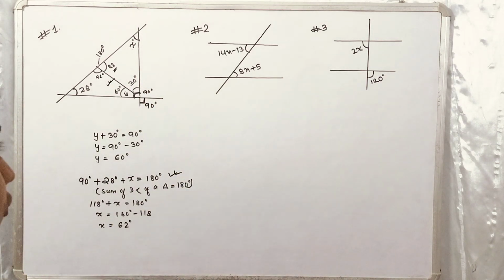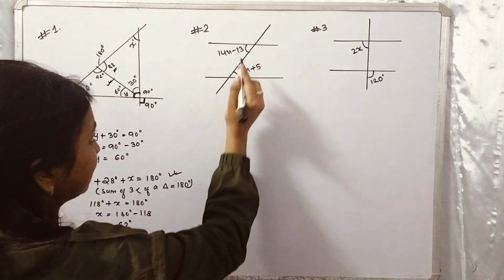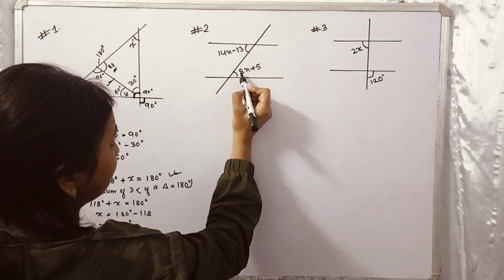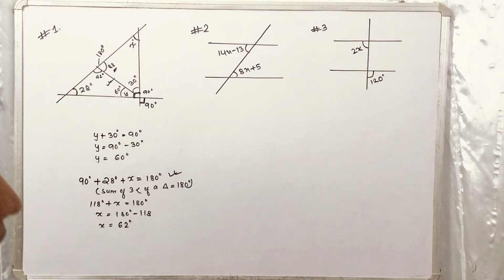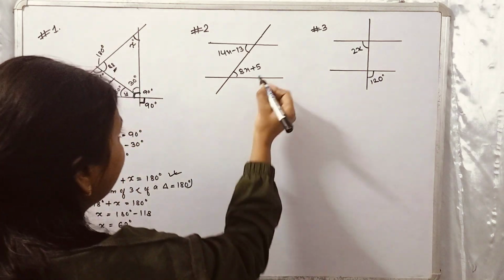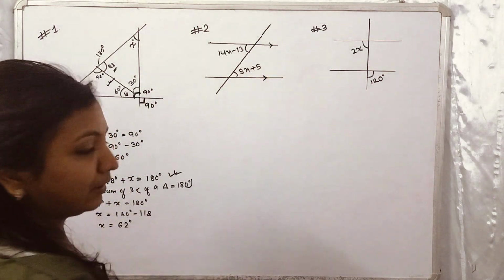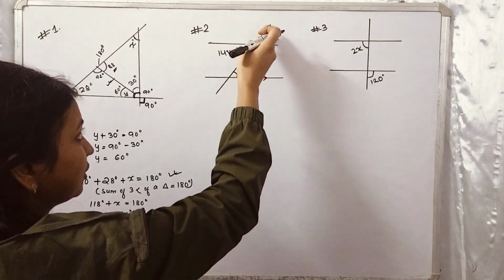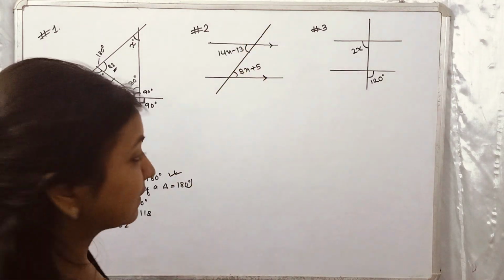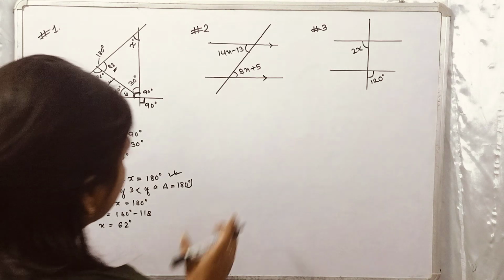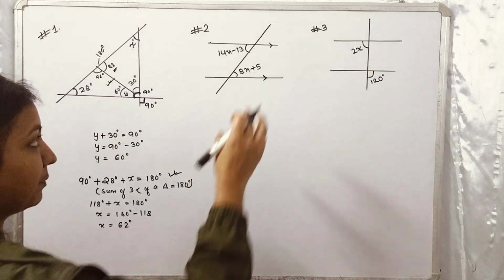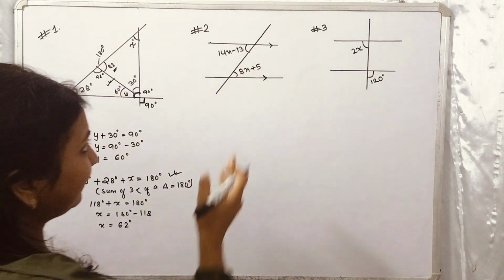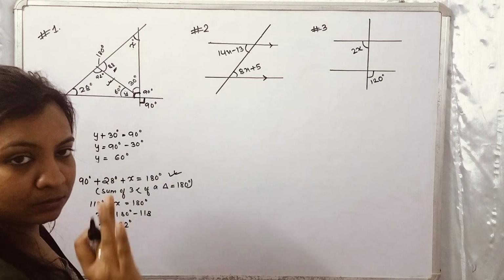Fine. So moving forward to our second question, we are given 14x minus 13 and 8x plus 5. Now how will we find the value of x? See, these two are parallel lines, and this is a transverse line which intersects these two lines. While solving this, we need to know some properties of these angles when a transverse line intersects two parallel lines.